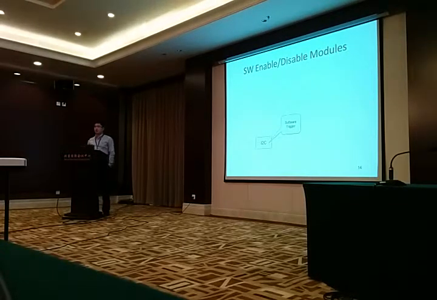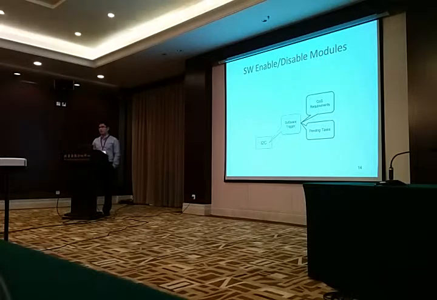So now let's look at the software side. How does the software decide when to disable a module? Basically, software needs to take two things into consideration: the user's QoS requirements, where QoS stands for quality of service, and whether the module has more pending tasks.